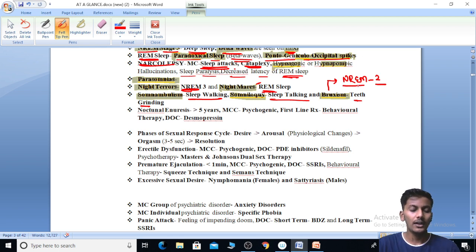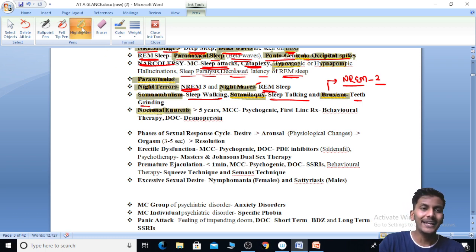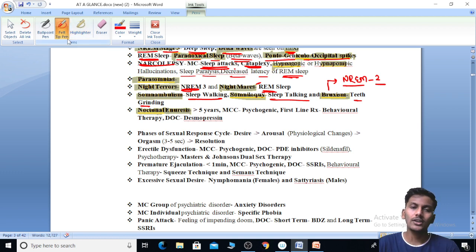Important. Okay, next, there is a sleep related enuresis which can be seen, also known as nocturnal enuresis, also known as bedwetting. The child urinates in the bed itself at night, right? It is abnormal beyond 5 years of age. It is considered totally normal if the child wets the bed until 5 years of age, but if the child is more than 5 years old and is wetting the bed, it is considered abnormal, and this is known as nocturnal enuresis.